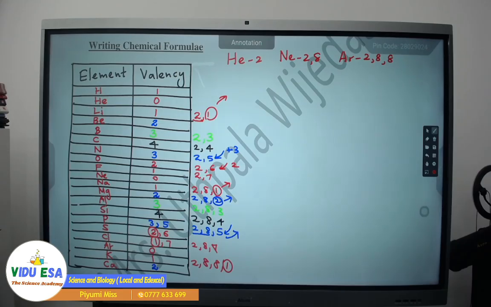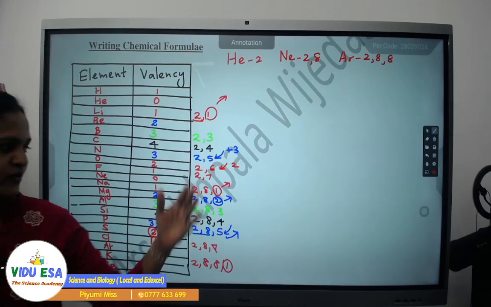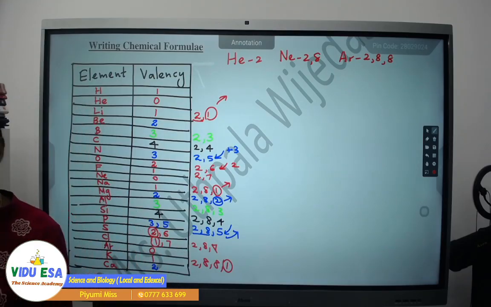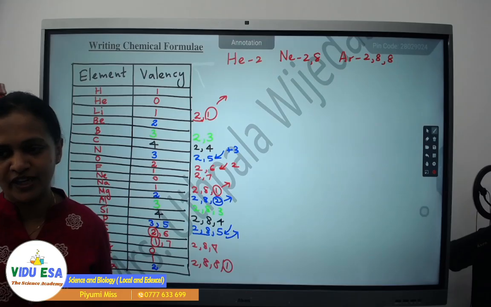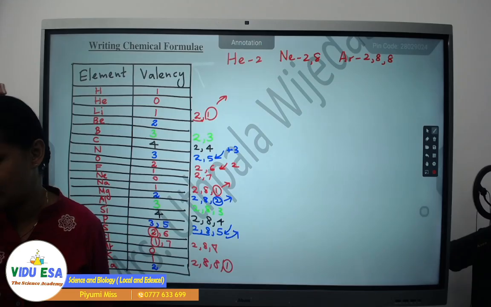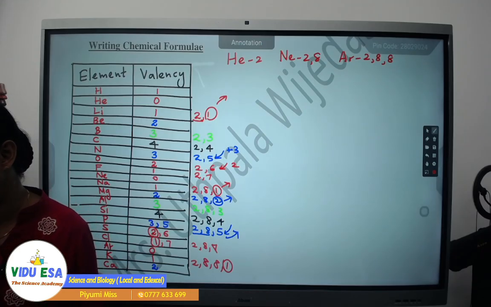Okay. Now we will write the chemical formula by using these first 20 elements. The chemical combinations occur between the atoms of elements during chemical bonding. They combine with each other. Therefore, we have to write the chemical formula.